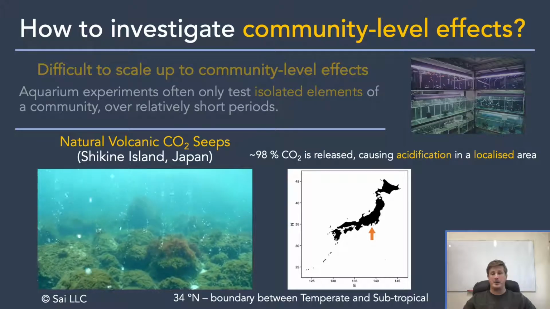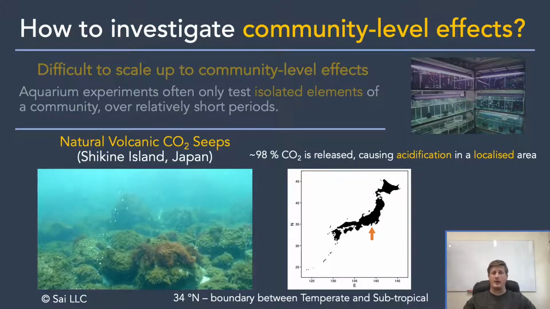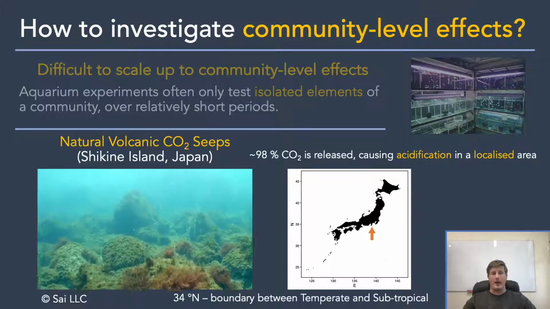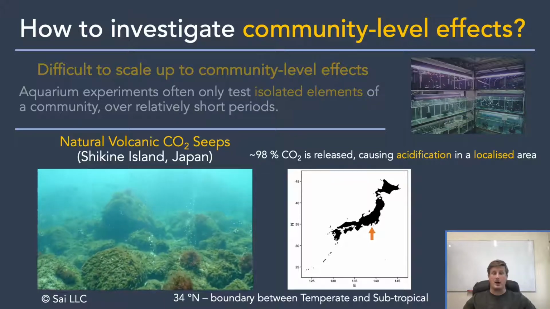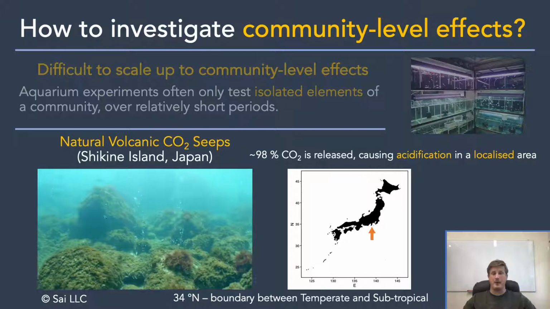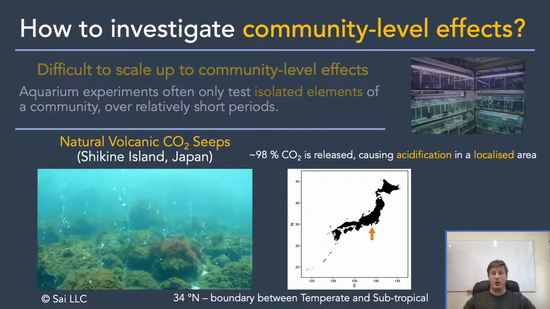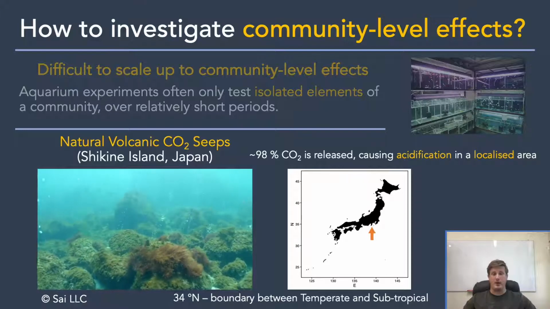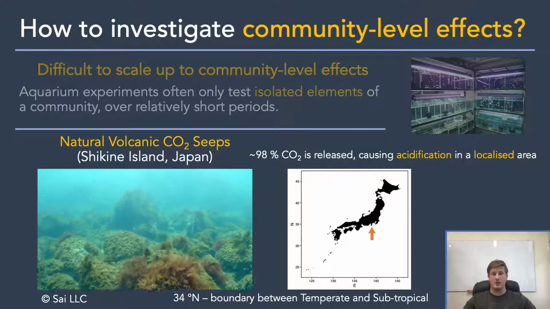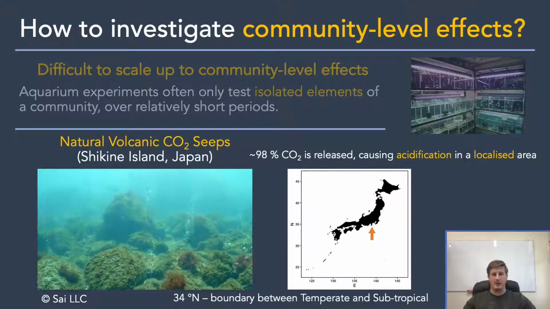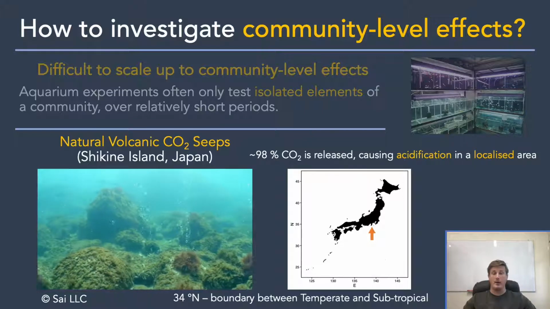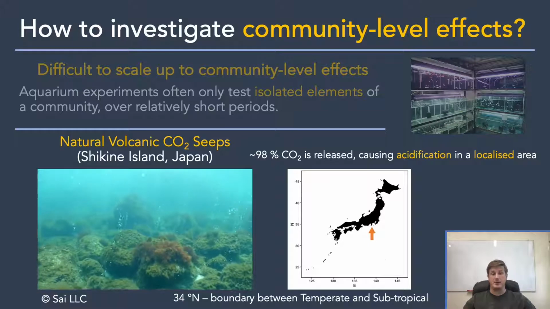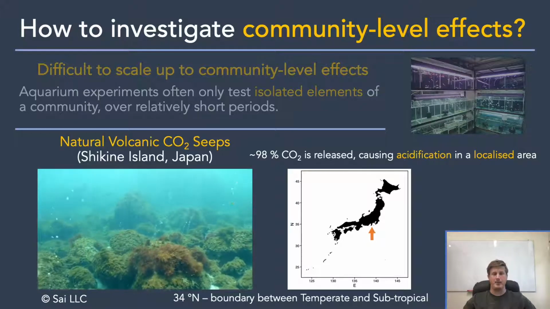One of the ways in which we can start to get around this is by utilizing a natural volcanic CO2 seep. This is where volcanic activity causes carbon dioxide to bubble up through the seabed and causing acidification in a localized area. We can then make comparisons of this area to an adjacent or close area that is outside the influence of the seep, and we can then see how the entire community or ecosystem is responding to ocean acidification.